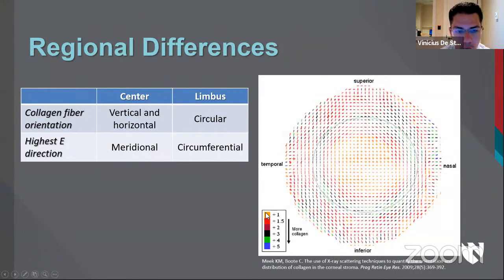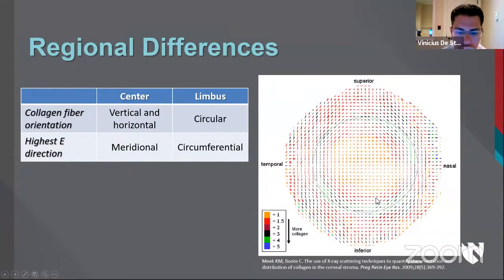The collagen fiber orientation is a major driver for that. The collagen fiber orientation in the center of the cornea is pretty much orthogonal. So this is an X-ray scattering study from Dr. Meek. It's referenced multiple times in many studies, in which they analyze how the collagen fibers are oriented across the cornea. And in the center, as you can see here, it's pretty much like a cross, right? They are all coming either in vertical or horizontal directions. And in the limbus, it's circular. The orientation changes as you move to the periphery.